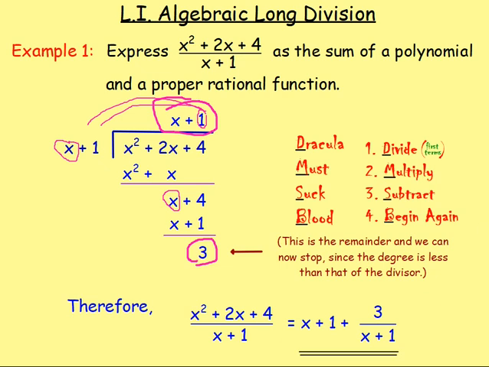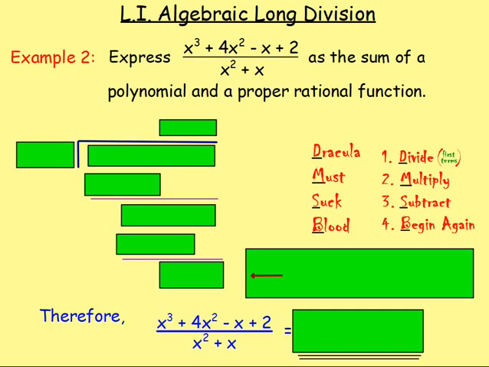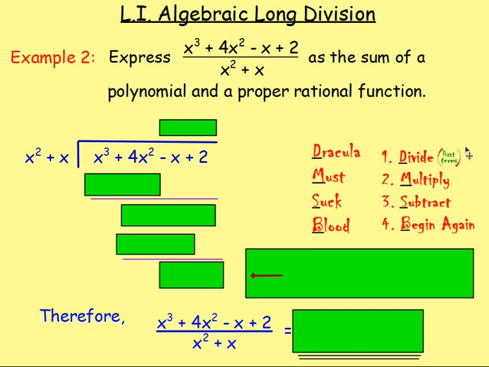It does take a bit of time to get used to this with the algebraic long division, so there's quite a few examples here. So move on to the next one, have a look at that. Example 2, express x cubed plus 4x squared, take away x plus 2 over x squared plus x as the sum of a polynomial and a proper rational function. So, very, very similar to the last one. Again, we're dividing the top by the bottom. So we're dividing this x cubed plus 4x squared, take away x plus 2, by x squared plus x.